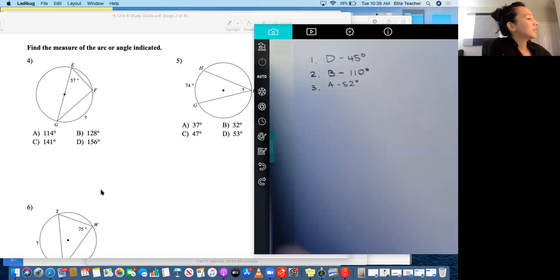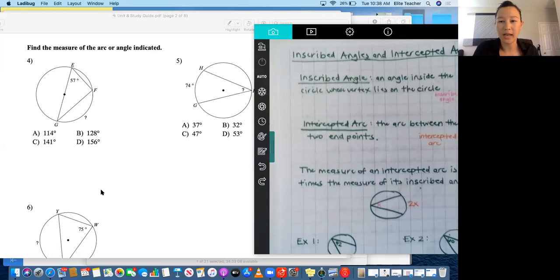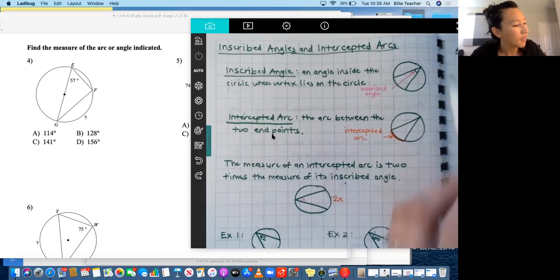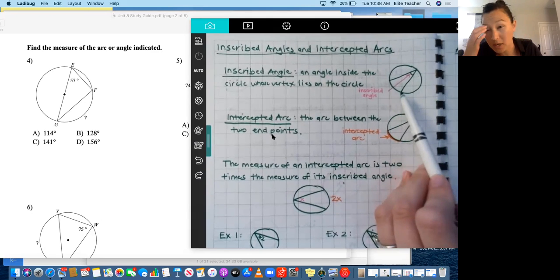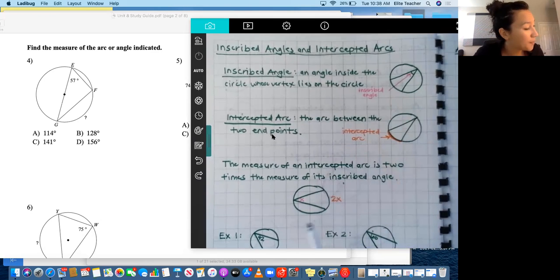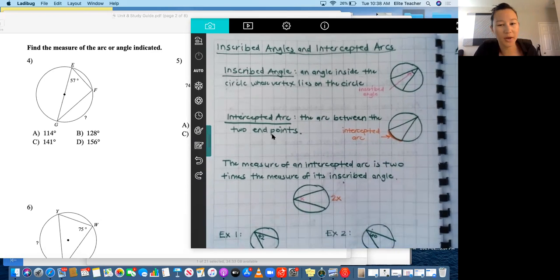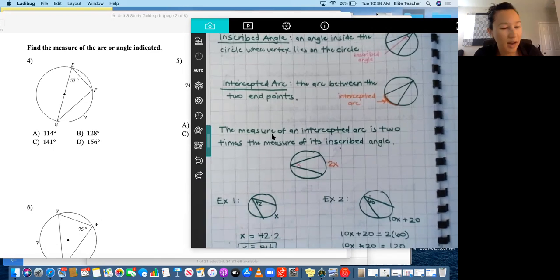Okay, and then let's go ahead and review our inscribed angles and intercepted arcs. So remember, the inscribed angle is half of the intercepted arc. So if this angle is x, then the arc is 2 times x. So it's double the amount. So if our angle is 42, to find the arc, we have to multiply 42 times 2, and it would be 84.